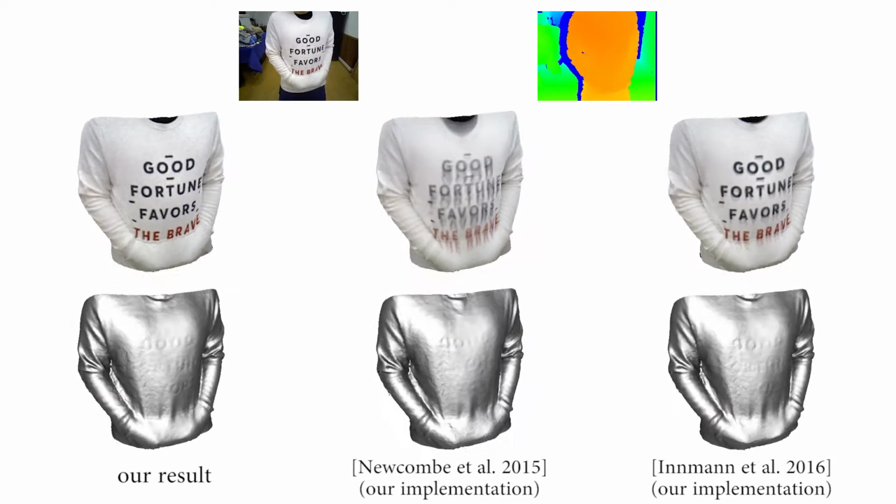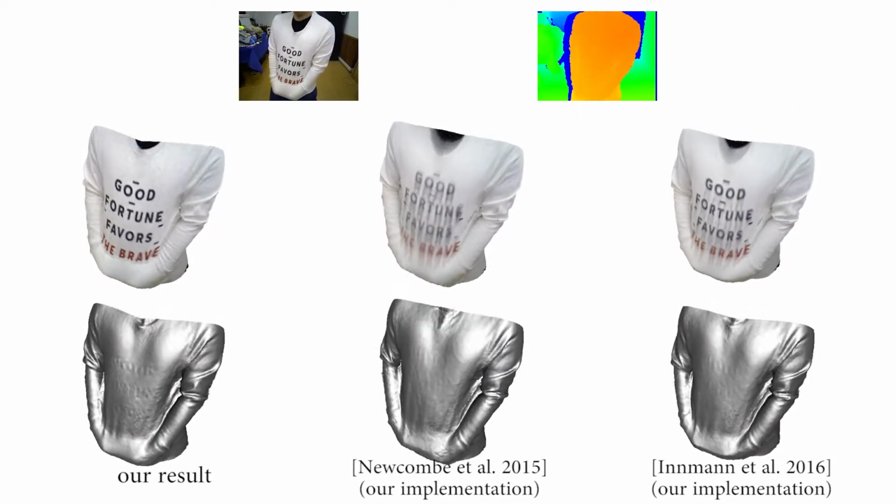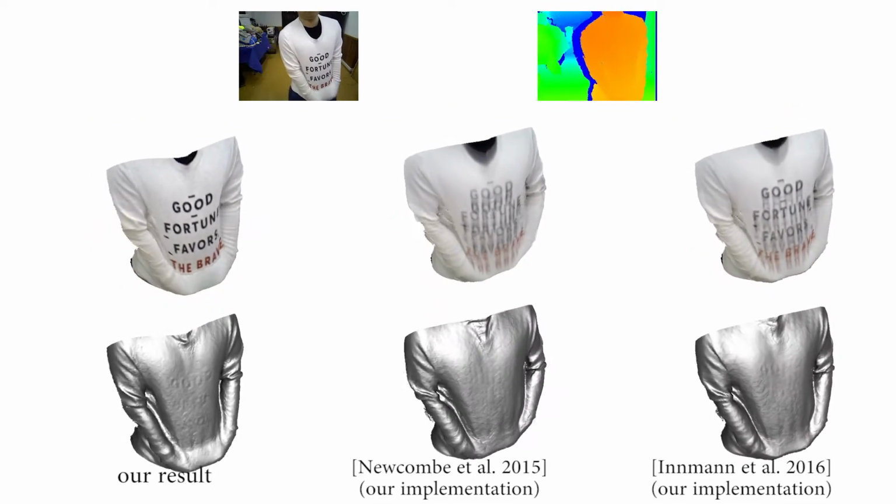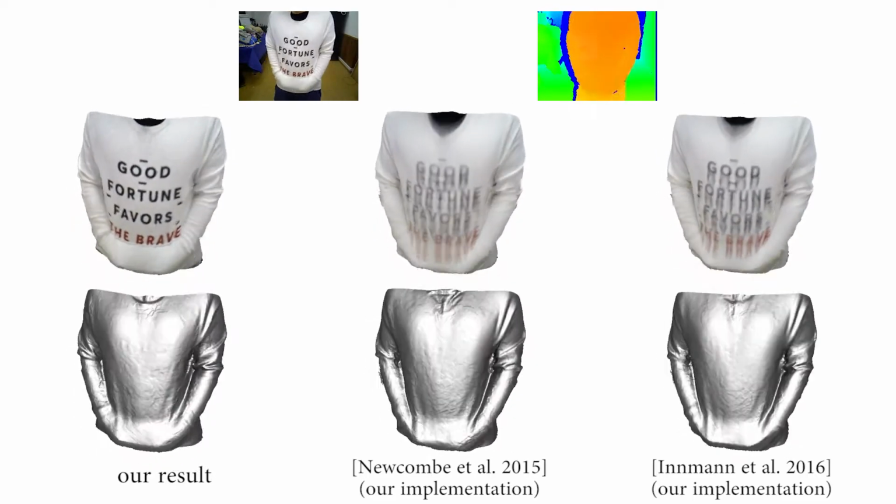In this sequence, cloth is stretched by a performer. Again, the other two methods fail in tracking the stretching motion, thus generating severely blurred textures.